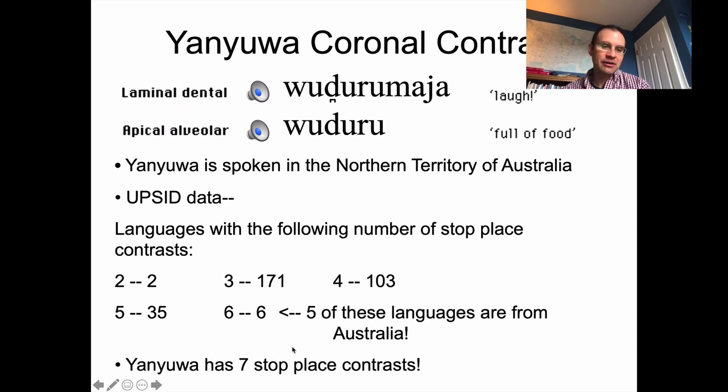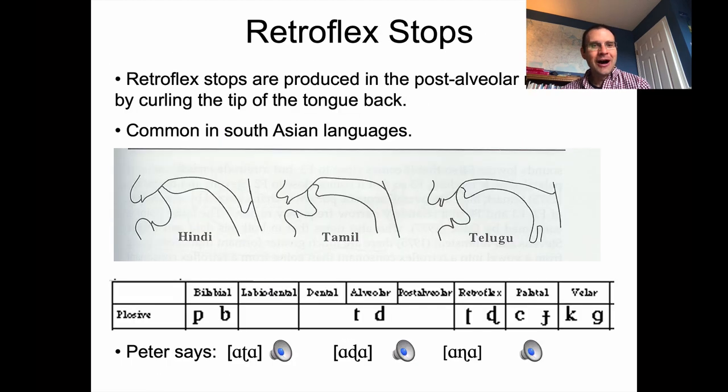And in fact, this particular language, Yanyuwa, which is not in the UPSID database, has seven different stop place contrasts. And I'll play them all for you here in a minute. So Australia, lots of stops, not so many fricatives. Who knows why? It's kind of an accident of history as far as we know.